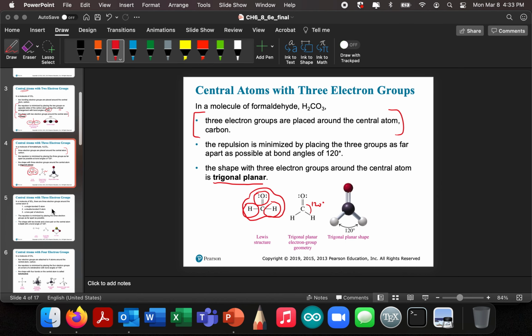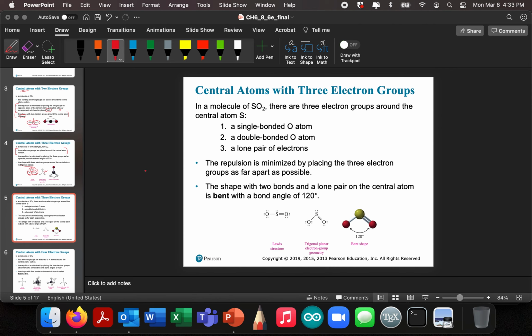All right, another example of a molecule with 3 electron groups around it is if one of your electron groups is a lone pair of electrons. So here's an electron group for sulfur dioxide. Here's an electron group. And here's an electron group, okay? So in a molecule of sulfur dioxide, there are 3 electron groups around it. There's a single bonded atom, there's a double bonded atom, and there's a lone pair of electrons. This repulsion is minimized, the same as in the last one. It's minimized by placing the electron groups as far apart as possible, as always. And the shape with 2 bonds and a lone pair is bent. We call it bent, and that's the reason why.